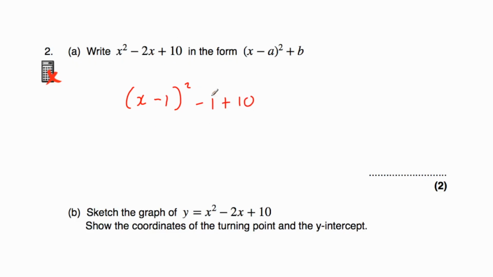And then we just need to simplify this. So we've got (x minus 1) squared, and then we've got negative 1 plus 10. That's going to be 9, so plus 9. So in this form, it would be (x minus 1) squared plus 9.